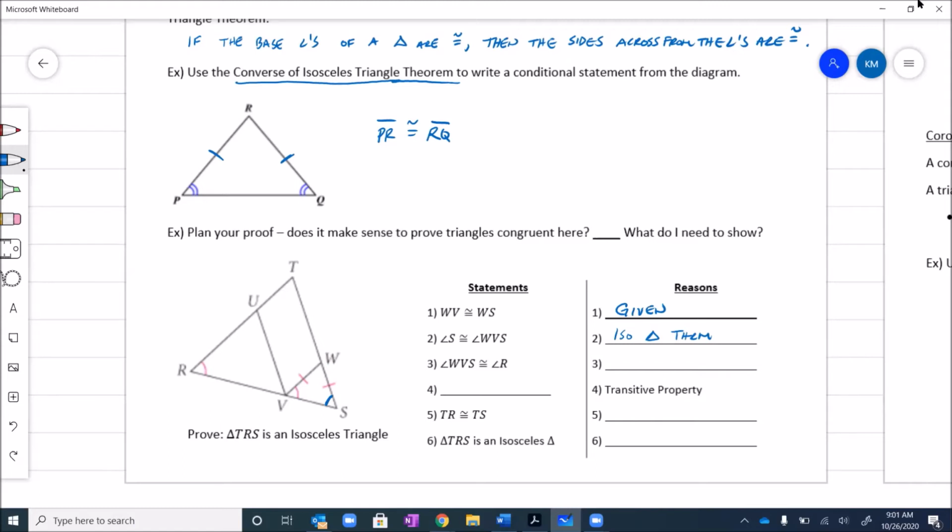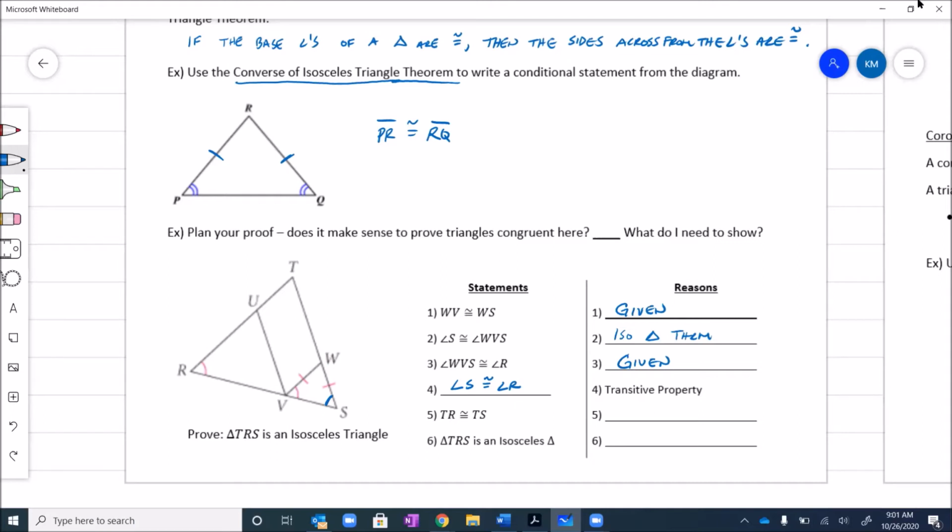The next statement, WVS, right here, this angle, is congruent to angle R. Why do we know that? Well, that's given information. They told us that at the beginning of the problem. See, in pink, they already told us. And so by the transitive property, we can say that angle S is congruent to angle R. Right, because if S is congruent to WVS and WVS is congruent to angle R, then angle S is congruent to angle R.